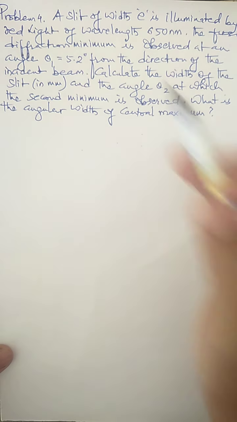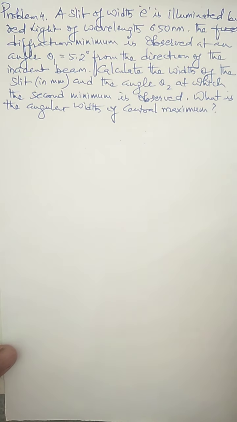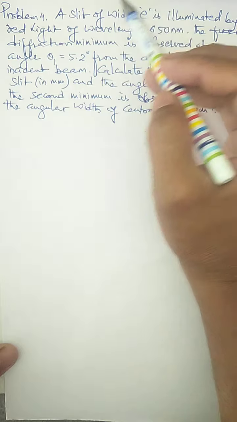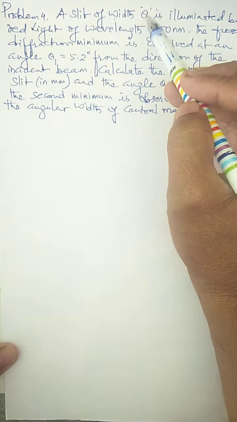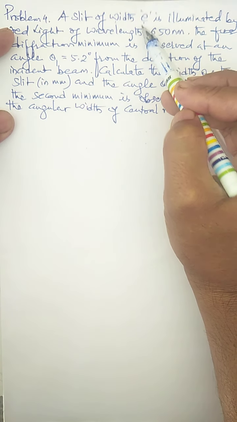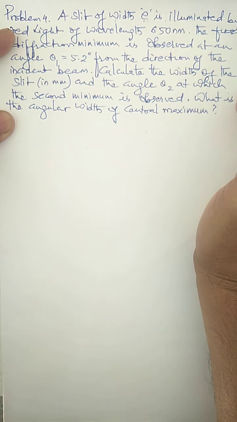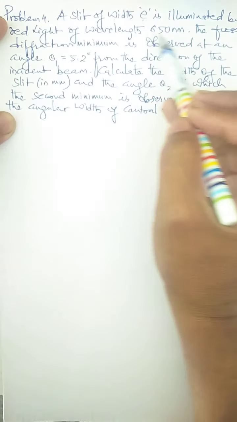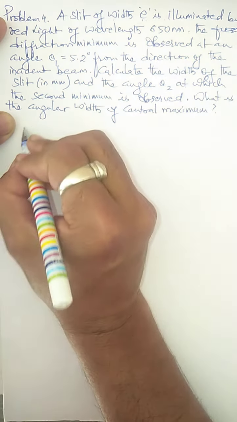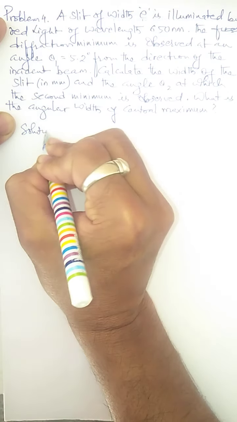Now problem number 4 says that a slit of width E is illuminated by a red light of wavelength 650 nanometers. So let's do the solution of this question.